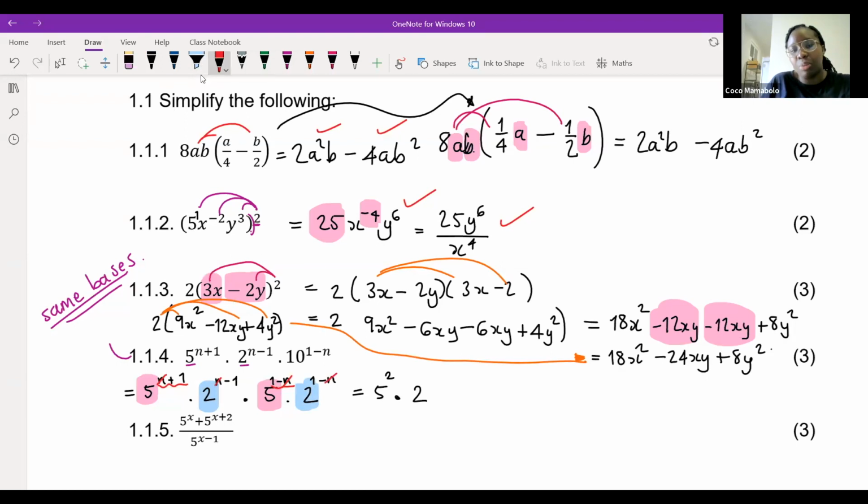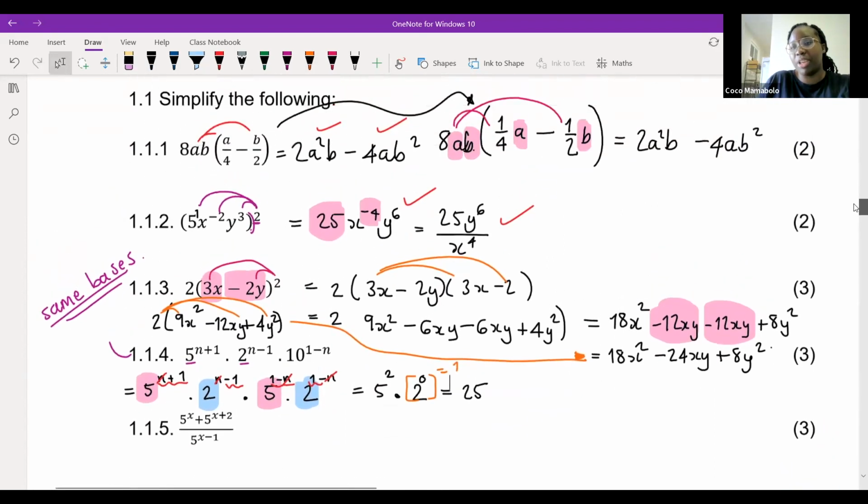N minus n will cancel, but now I've got negative 1 plus 1. That's going to give us 0. And anything to the power of 0 is just 1. So my final answer, 5 squared, is actually 25 times 1, because this whole part over here will equal 1. 25 times 1 is just going to give us 25. Okay. I just want to check that everybody is with me.